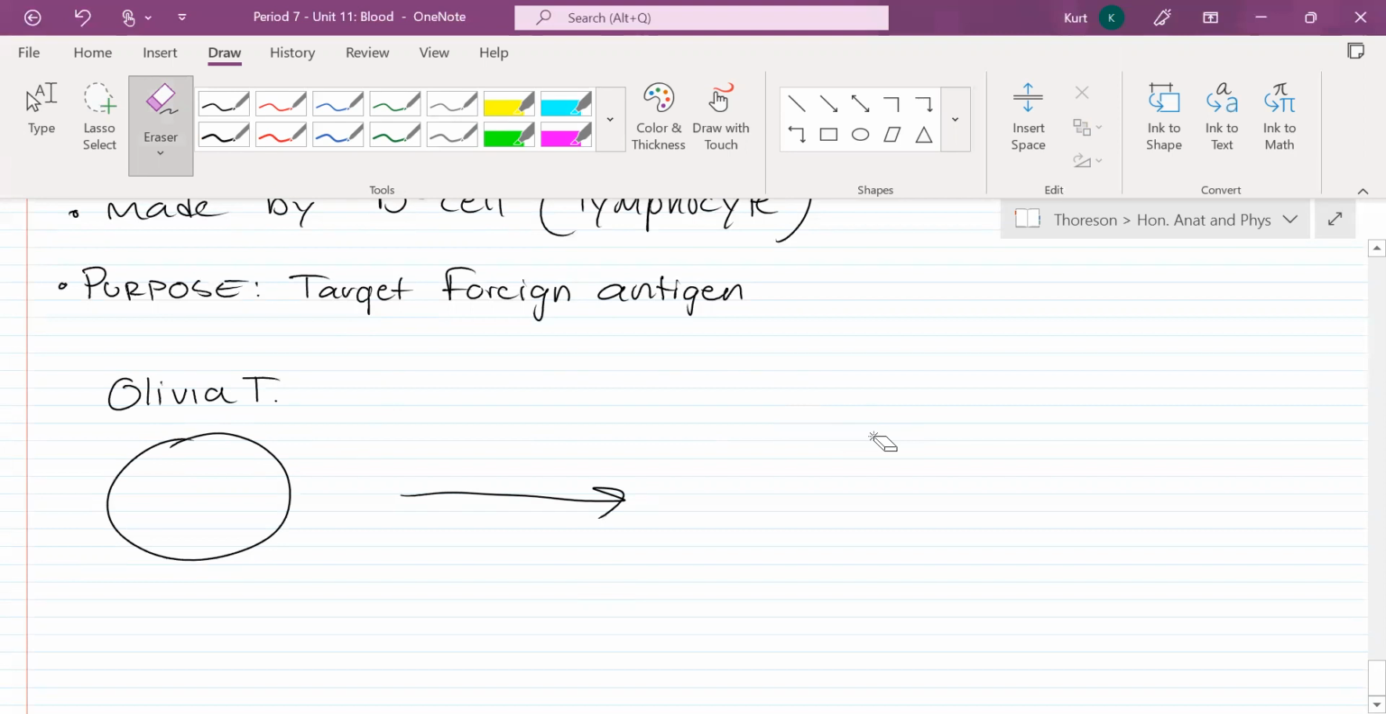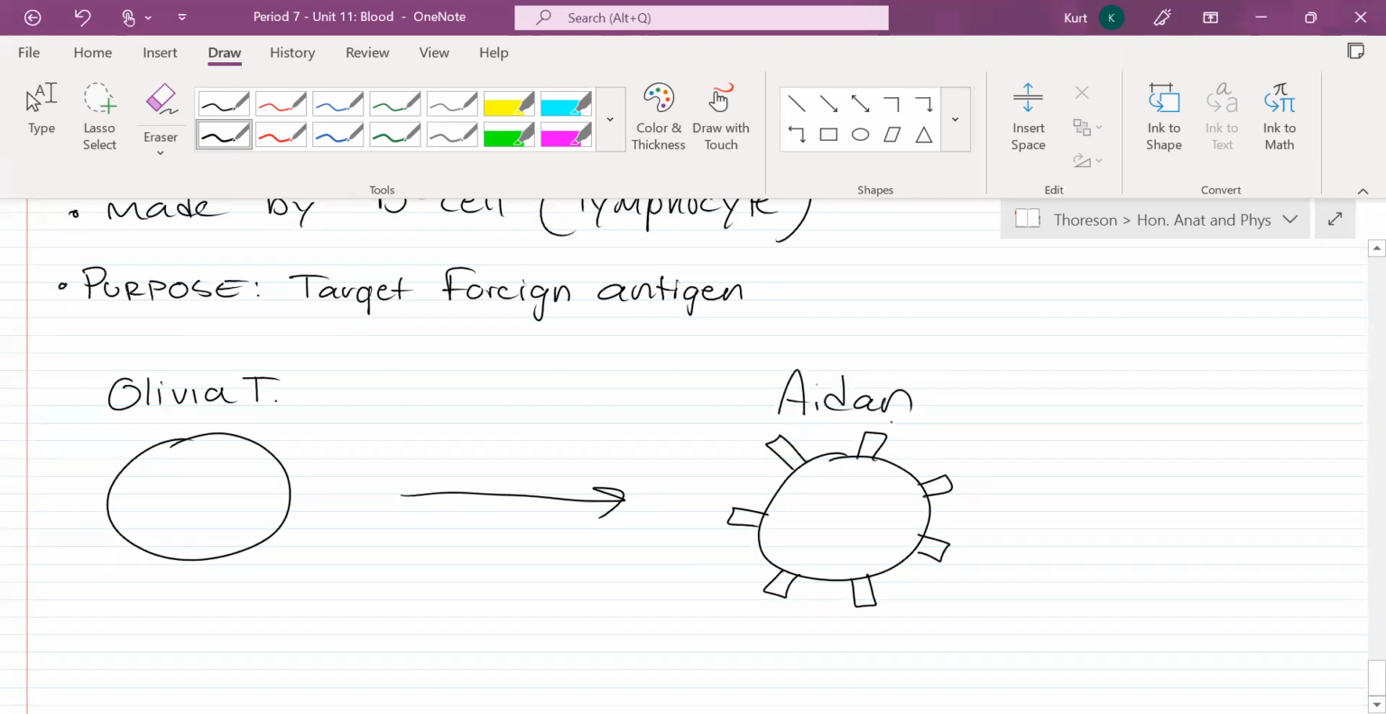Actually, Aiden, you told me you know your blood type. What do you have? You're O positive. All right. So here's Aiden. We got those little Rh factors in there because he said he's positive. Can Olivia donate to Aiden? Yes, because Aiden has Rh factor.